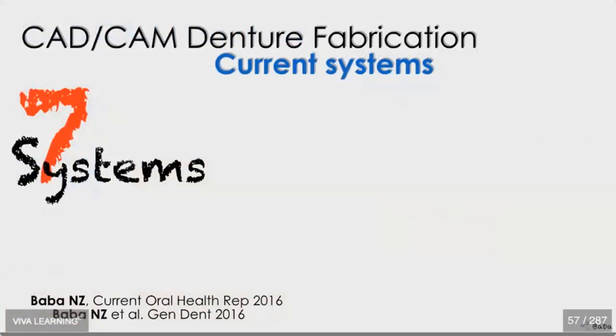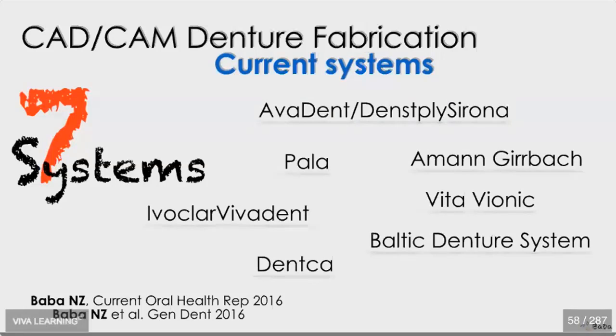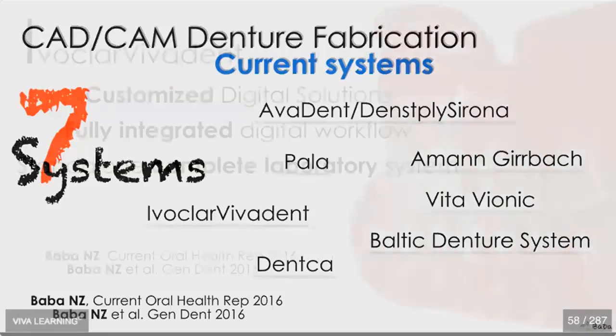On the market, there are 7 systems that are available to help you fabricate CAD/CAM dentures. It's the Avadent, the Dentsply Sirona system, the Pala system, the Amann Girrbach, Vitavionic, Baltic Denture system, the Dentka, and the Ivoclar Vivadent. Tonight, because of the shortness of time, I'm going to only focus on the Ivoclar Vivadent system.